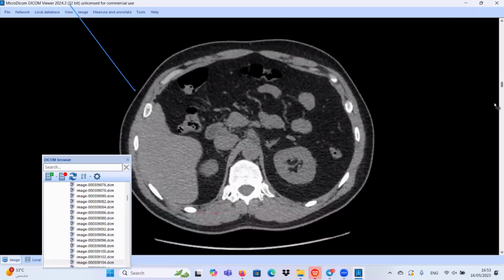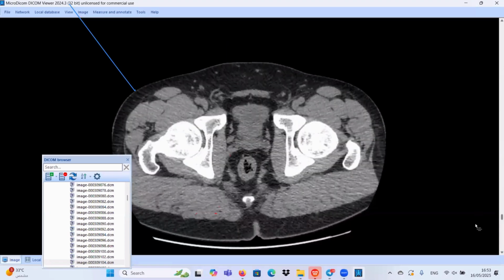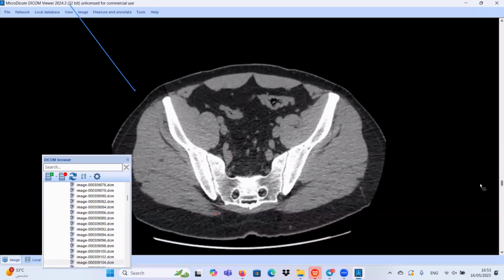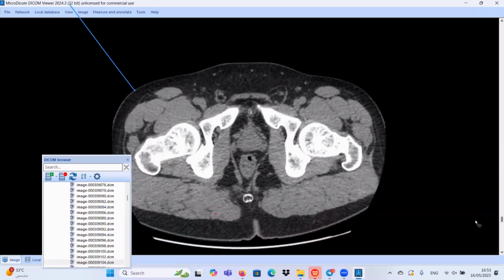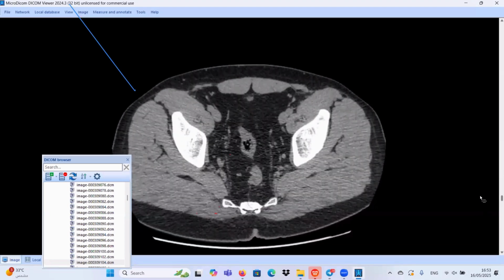This is an adult patient complaining of a very strange complaint. He is complaining of right iliac fossa pain, localized in the right inguinal region.